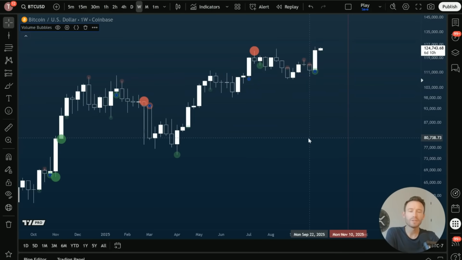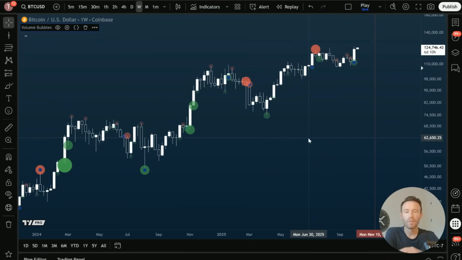We are now able to see what we call volume bubbles. And this is true, not guessing, because with past PineScript and past indicators, you were kind of guessing using indicators like money flow index, RSI, obviously volume. But what this indicator does is it actually pulls the exact volume from the API of the exchange. And so without any guessing, we know where the whales are buying.